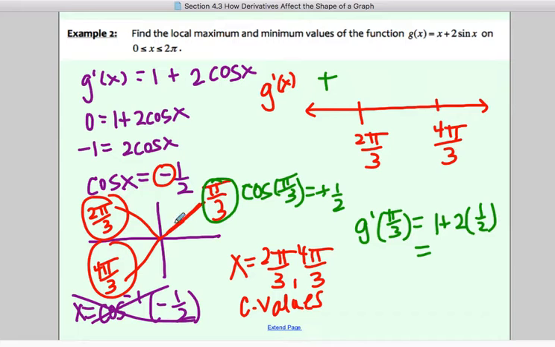Okay. What would be an easy number to check in between here? I would say probably pi. So if I do g prime of pi, I'll have pi plus 2 times cosine of pi. So I'm plugging in here. Cosine of pi is your y value, and here it's -1.